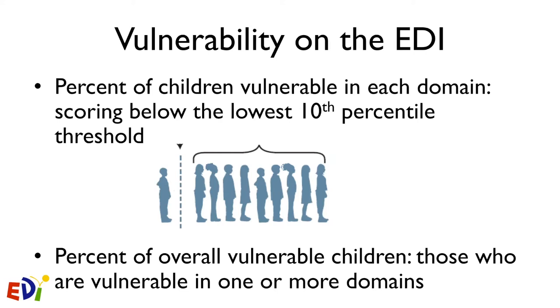Then if a child has vulnerability on at least one of the domains, they are called overall vulnerable, which we often shorten to vulnerability. At that early age, it really is important to recognize that even one area of development may be detrimental to children's later outcomes. In actual fact, our validity studies show that it matters far less which domain children are vulnerable on, but it really matters that they are vulnerable on at least one for their future development. Next slide, please.